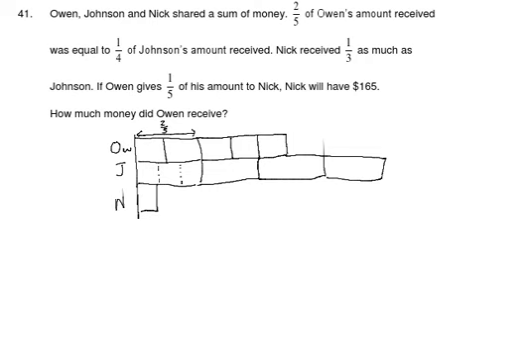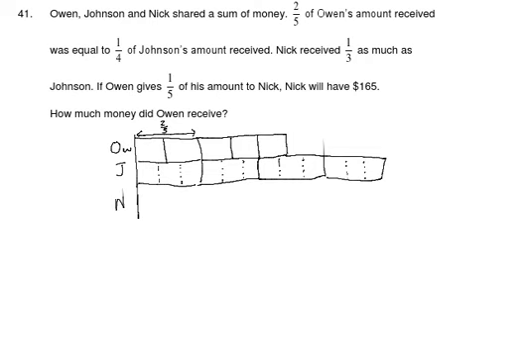Now I'm going to cut it. Okay? So, let's do the cutting. So I've got a one whole for Owen and one whole for Johnson. Okay, now Nick received 1/3 as much as Johnson. Okay, so I think I made a mistake regarding this model. Okay, yeah, because I didn't finish the question. So are you happy with the model so far?